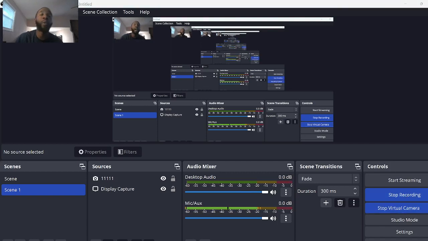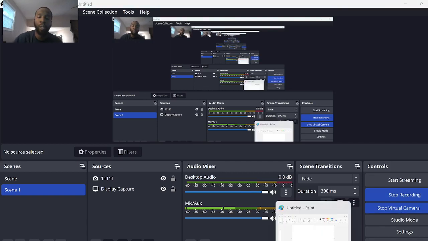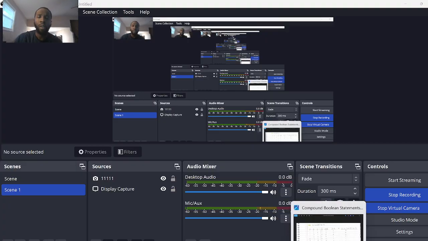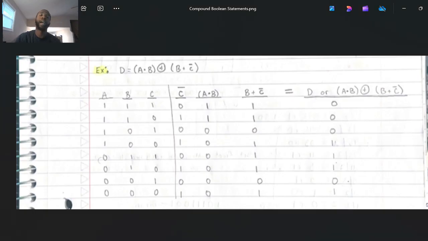All right, so today I want to go over compound Boolean equations and basically how they work. I didn't use Paint this time just due to it being a lot of typing. I didn't have the space. So I did an example on paper and I'll go over it with you piece by piece.